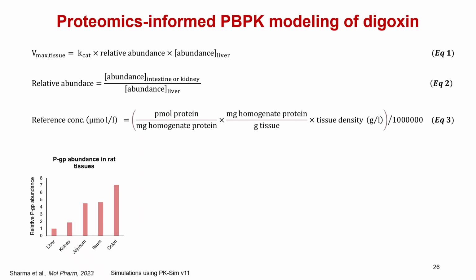Let's review the results of the proteomics informed PBPK modeling of digoxin. I don't want to bother too much with the equations here, but just want to highlight the places where the DMET protein abundance information was used in the model and how it was incorporated. In PK-Sim, we have an option to provide the relative abundance data. Protein abundance in intestine or kidney was calculated as a ratio of the abundance in liver. For example, the relative PGP abundance was calculated with respect to the liver in the kidney, jejunum, ileum, and colon tissues, and this information was provided in the model.